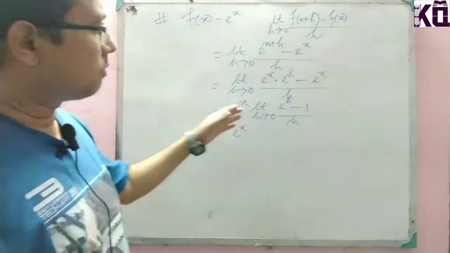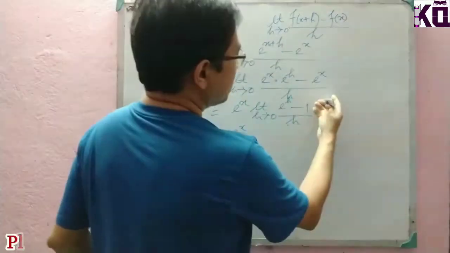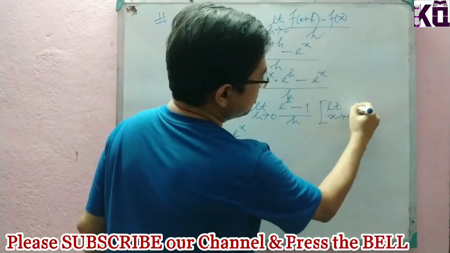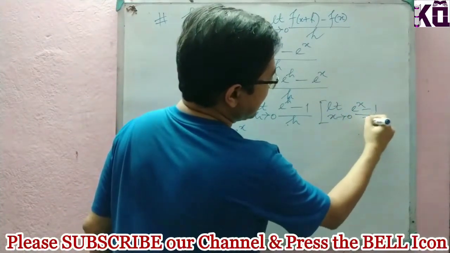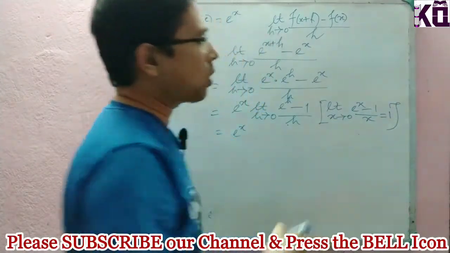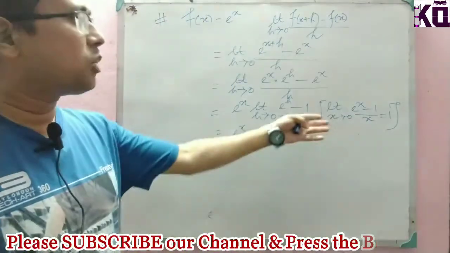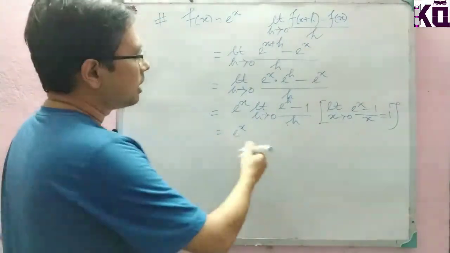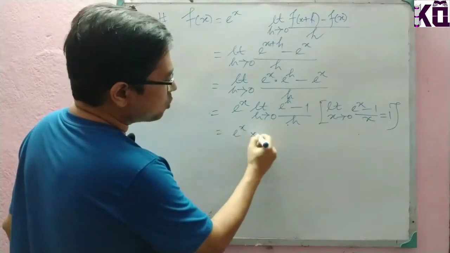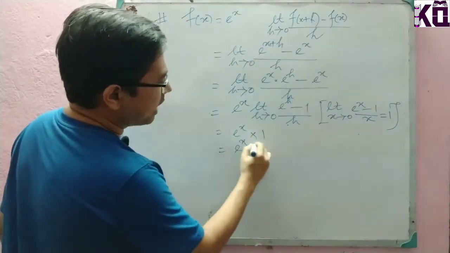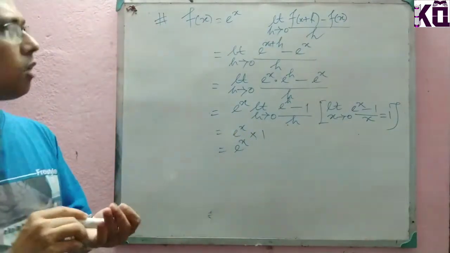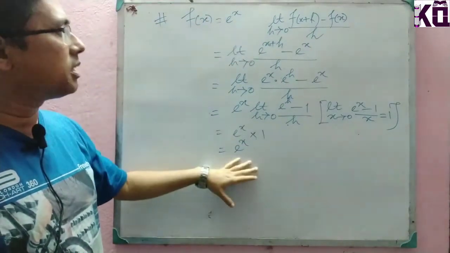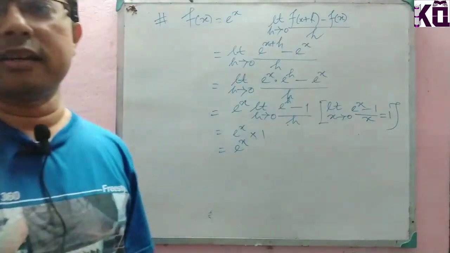Now we know from the limit, as x tends to 0, (e to the power x minus 1) by x is equal to 1. That is from the limit; you can identify this one. When we do the limit part, we can also explain that part. So e to the power x into 1 gives e to the power x. So finally, for f(x) = e to the power x, the value of the differentiation is e to the power x again.